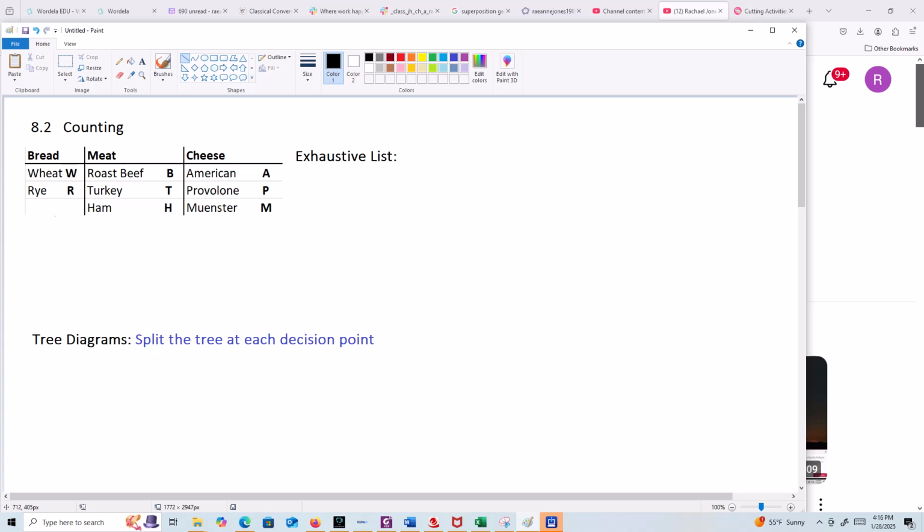So you can create a list. And the way you create the list is you start out with the first bread, which is wheat. So we put in a W for wheat. And then we go to each of the different meats. Beef. Actually, we go to the meat, and then we go to each of the different cheeses, since that's our last option. So we have American cheese.